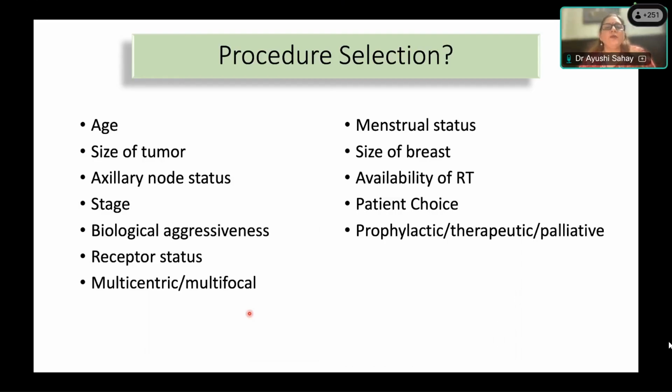And what type of procedure? Basically, there are a lot of factors that determine what procedure is going to take place: the size of the tumor, the location, the aggressiveness, the receptor status, the focality, the patient related factors, and of course patient choice.